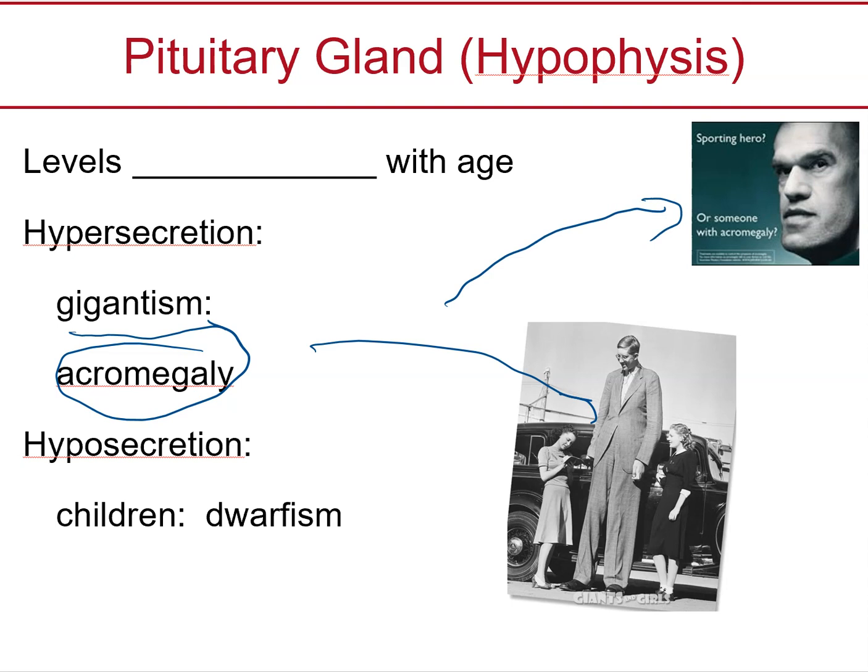Acromegaly is something that happens as an adult. So it's too much growth hormone in adulthood. And what it does is it thickens the bones, it thickens the cartilage.